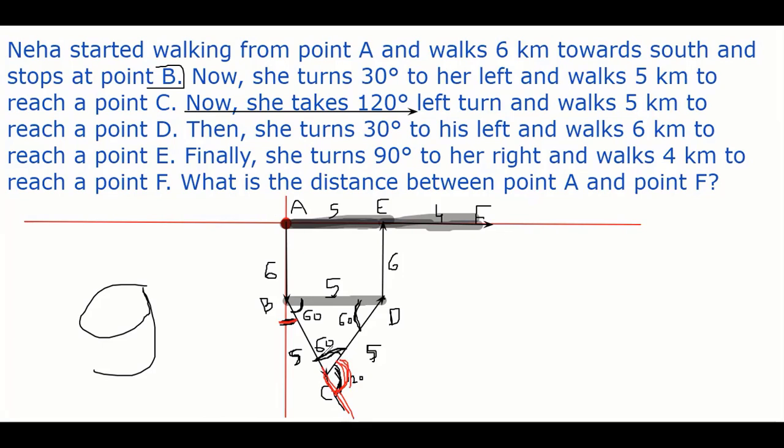So with a 120 degree turn, the remaining will be 60 only, a straight line, right? This will be 60 only, because the two directions are always 90 degrees, right? So 60, 60, 60, whichever way you do, guys. So you got an equilateral triangle.